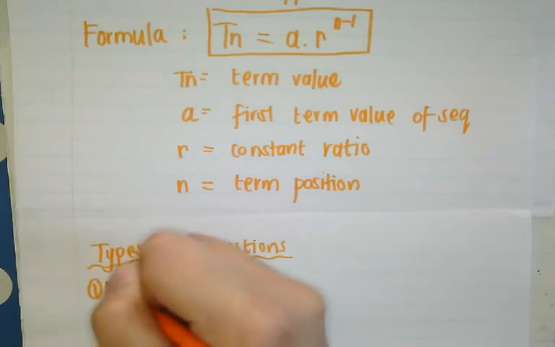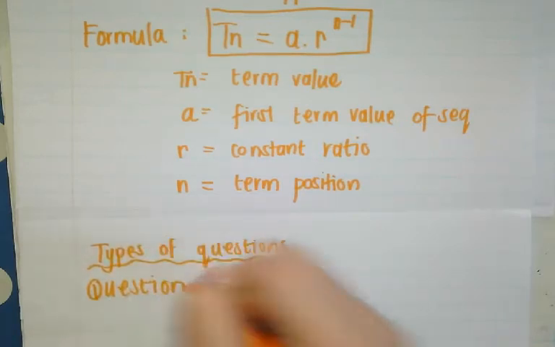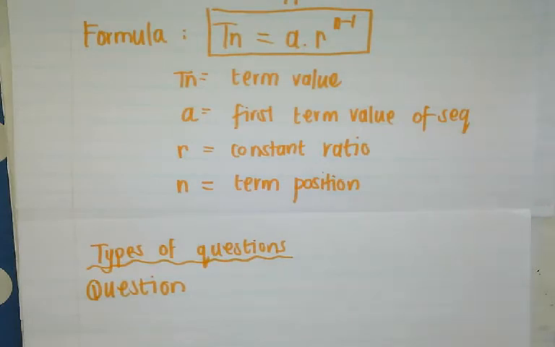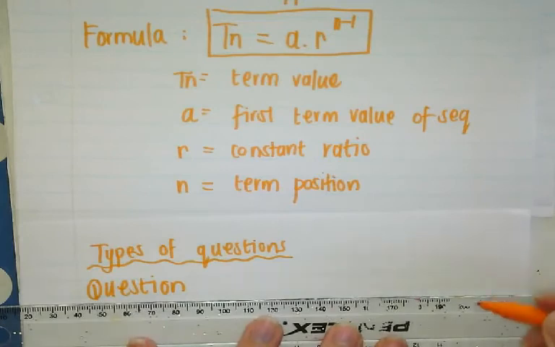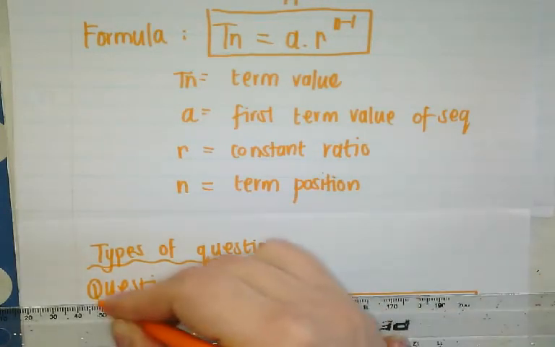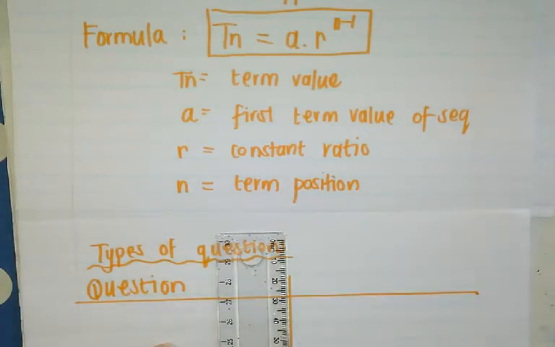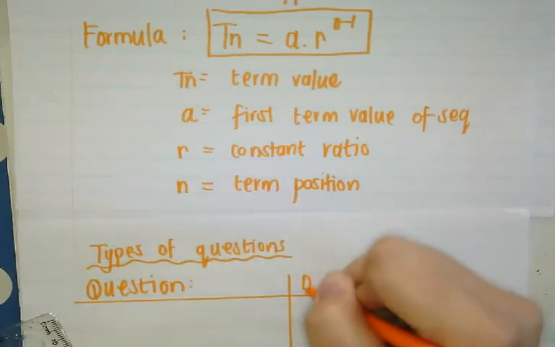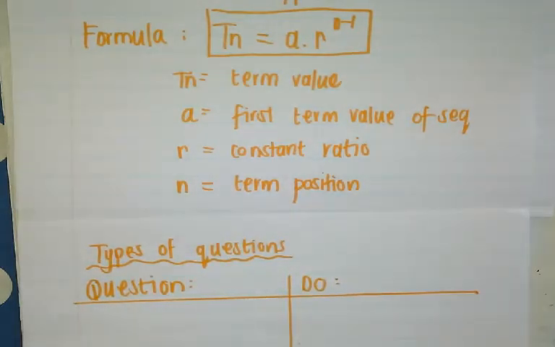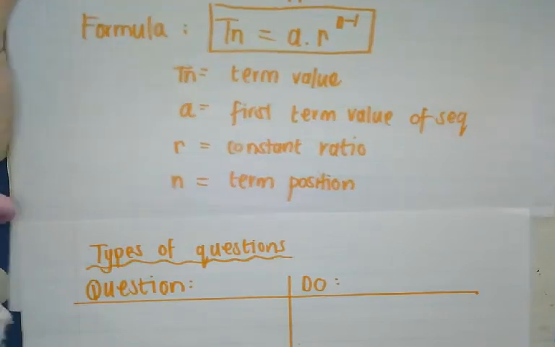Okay, so my first column's heading is question. What does the question ask us? And my second column's heading is what is it I'm expected to do? So question and do. Splitting my page down the middle. Anyone still busy with the last notes on the geometric stuff? The Tn, A, R, or N. Going, and gone. Okay.